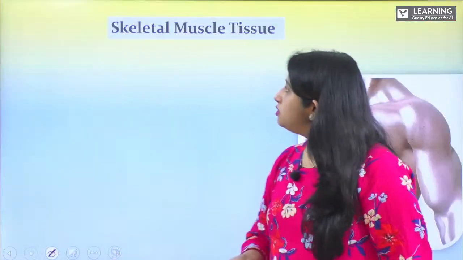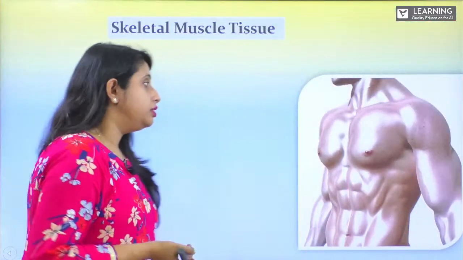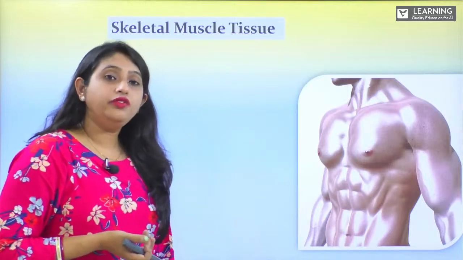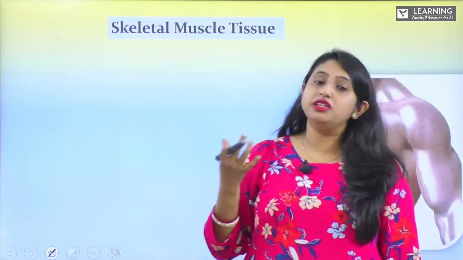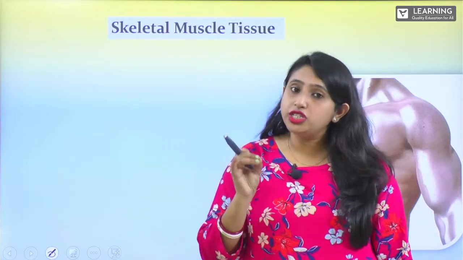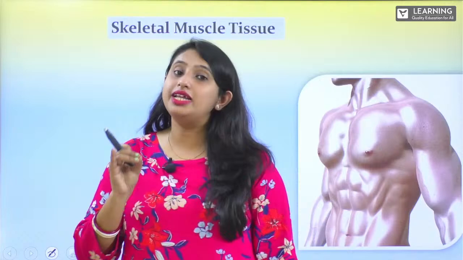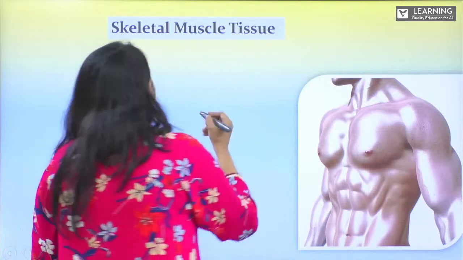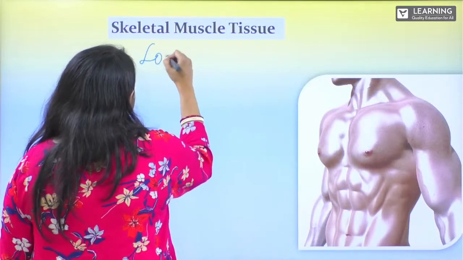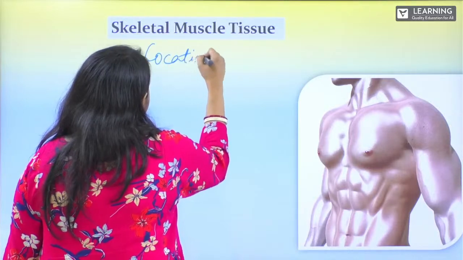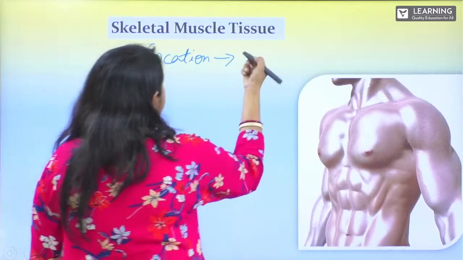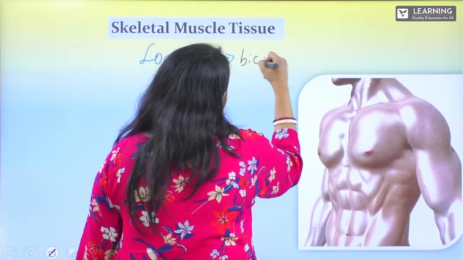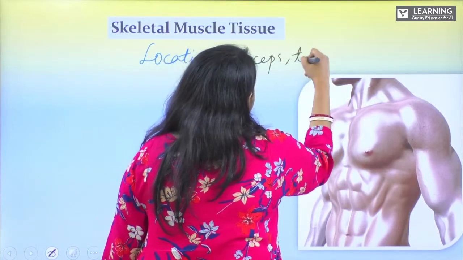Next, let us learn about the skeletal muscles. Where you will see basically the biceps and the triceps, right? The biceps and the triceps consist of which type of muscles? They are the skeletal muscles. So where are they found? Location. If we talk about the location, they will be present in the biceps and triceps.